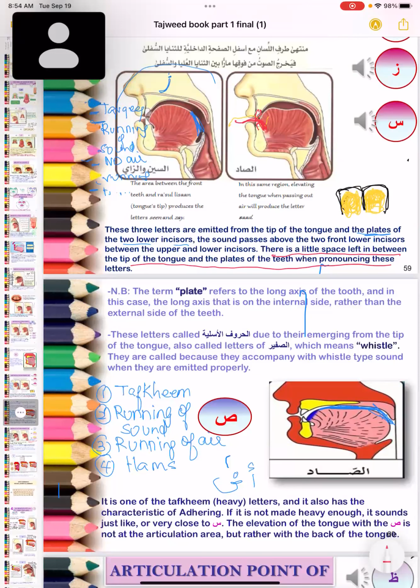Now, in Sod, is the sound stopped? No. Remember, I said there's a gap between the tip of the tongue and the lower teeth. So the sound is running in Sod. The sound runs in Sod. That's why you can hear the sound. I don't say us, us, us. No, I say us, us, us.